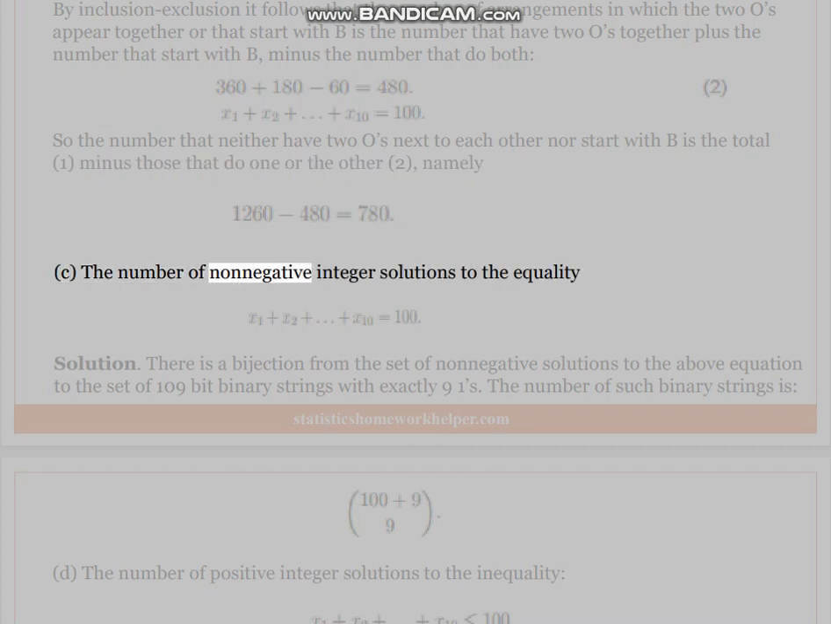C. The number of non-negative integer solutions to the equality.